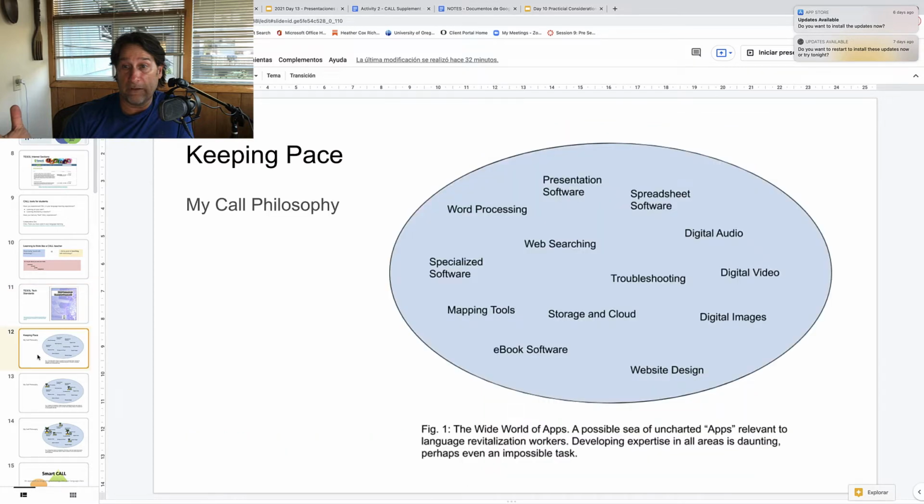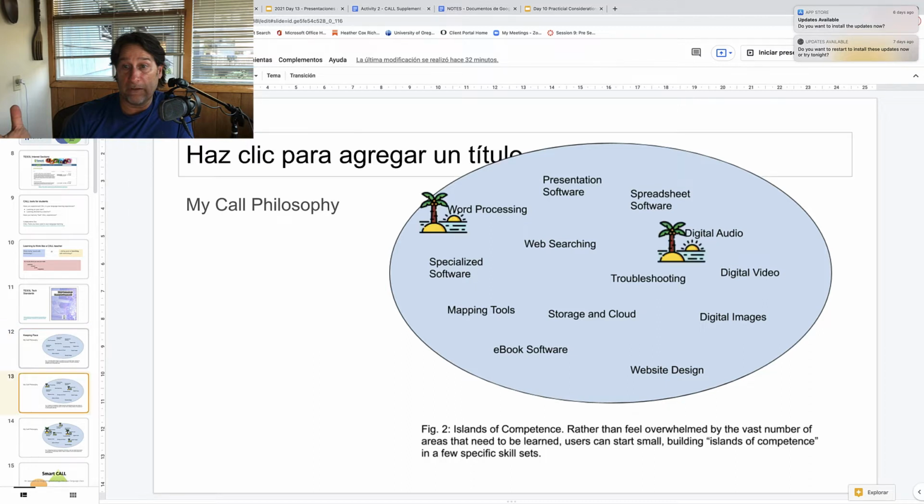One thing I developed in an article I wrote was how teachers keep pace with technology, because it's so challenging and difficult. There are so many things out there. People who are not necessarily good with technology to begin with feel overwhelmed, like there's this vast sea of technology and what do I use and how do I use it as a teacher. But one thing I suggest is that you build islands of competence.